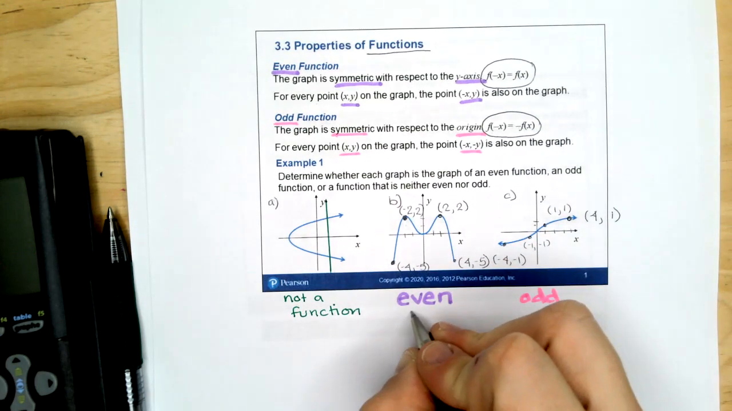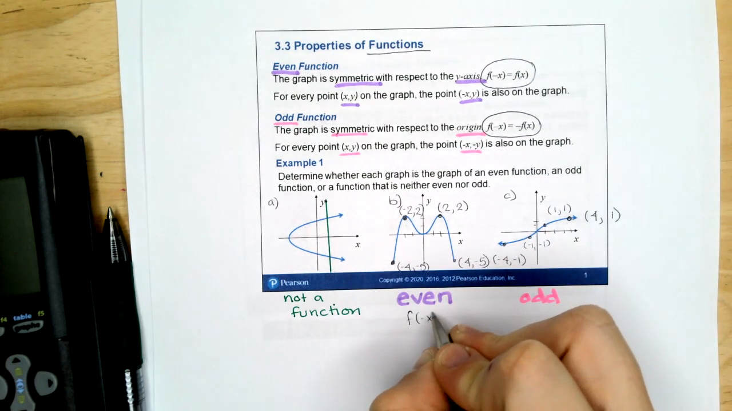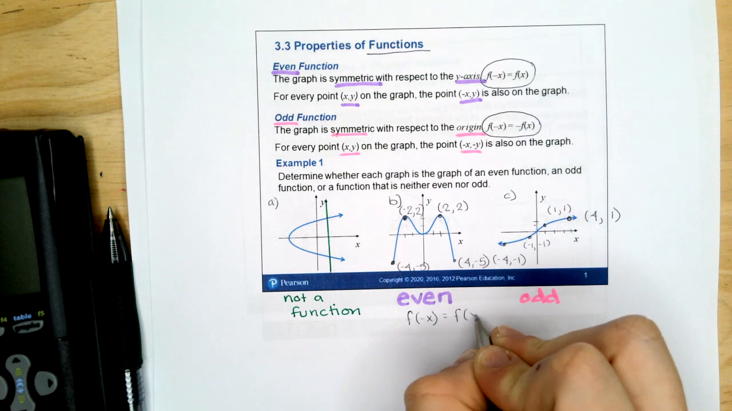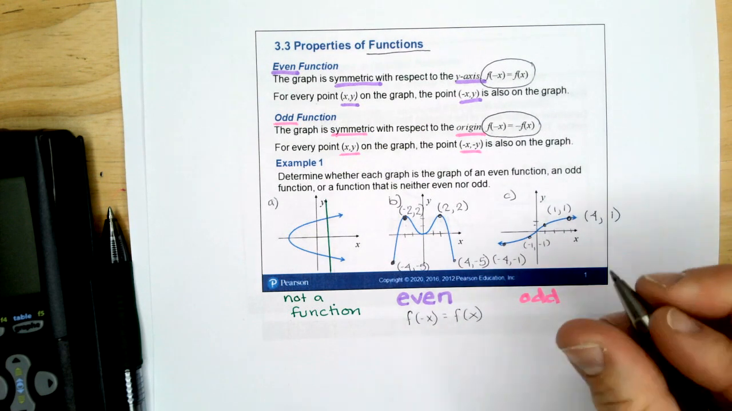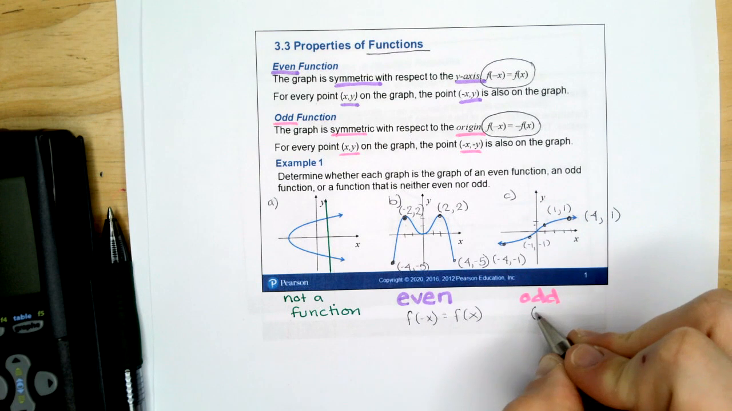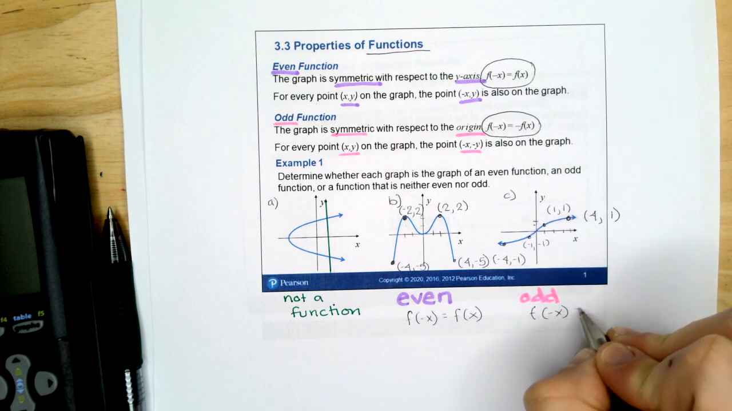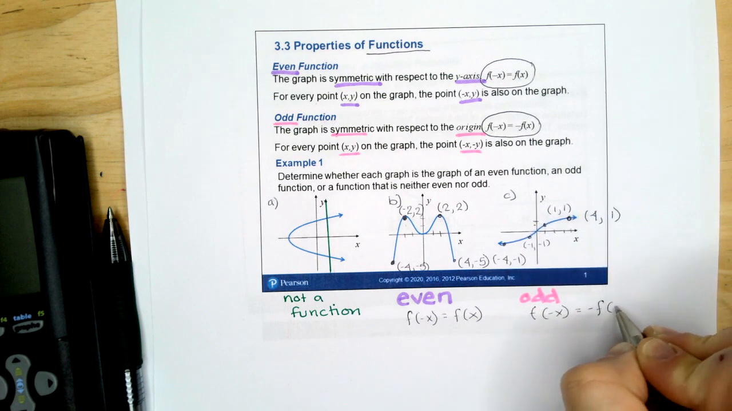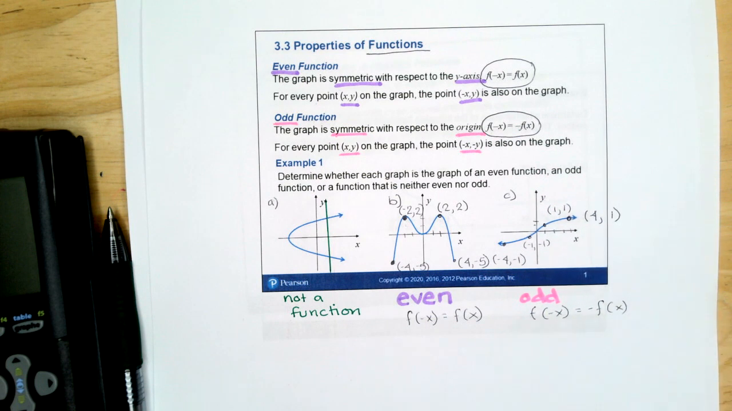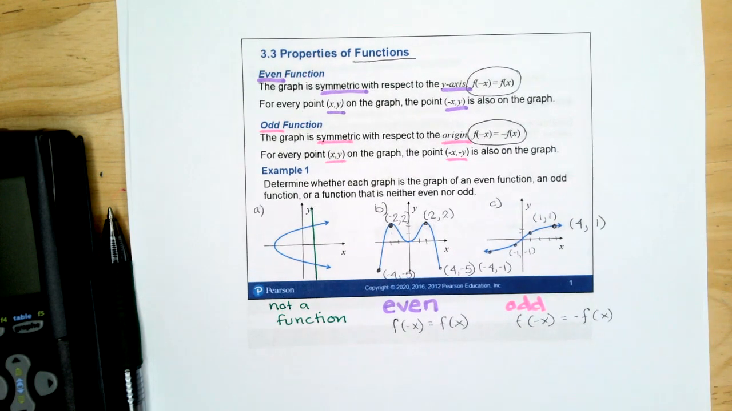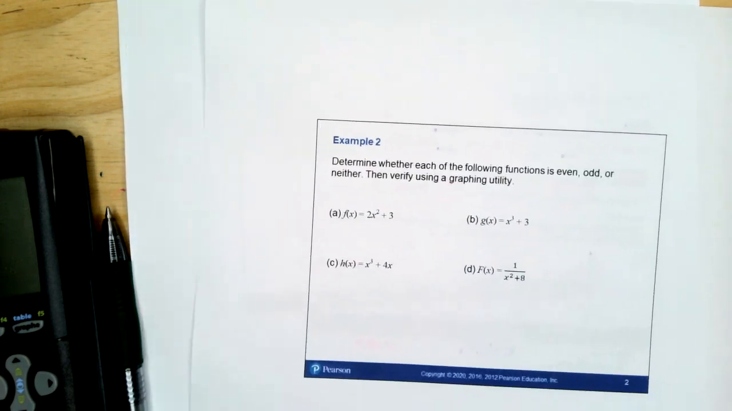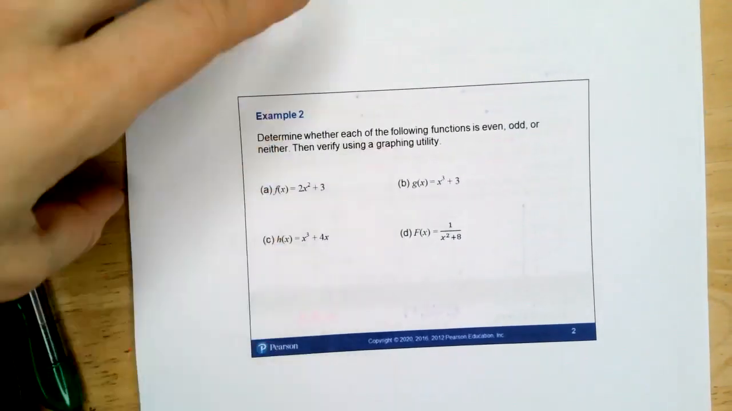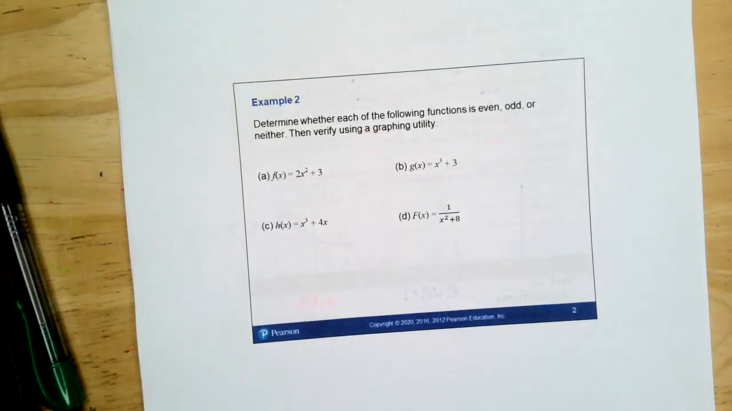For this one, we'll talk about it later, but f of -x is the same as f of x. So when I substitute -x for x, I get the same answer. If it's odd, then when I substitute -x in for x, it makes the entire equation into the negative version of itself. Good? Okay. So for practice, determine whether each of the following functions is even, odd, or neither. Then verify using a graphing utility.